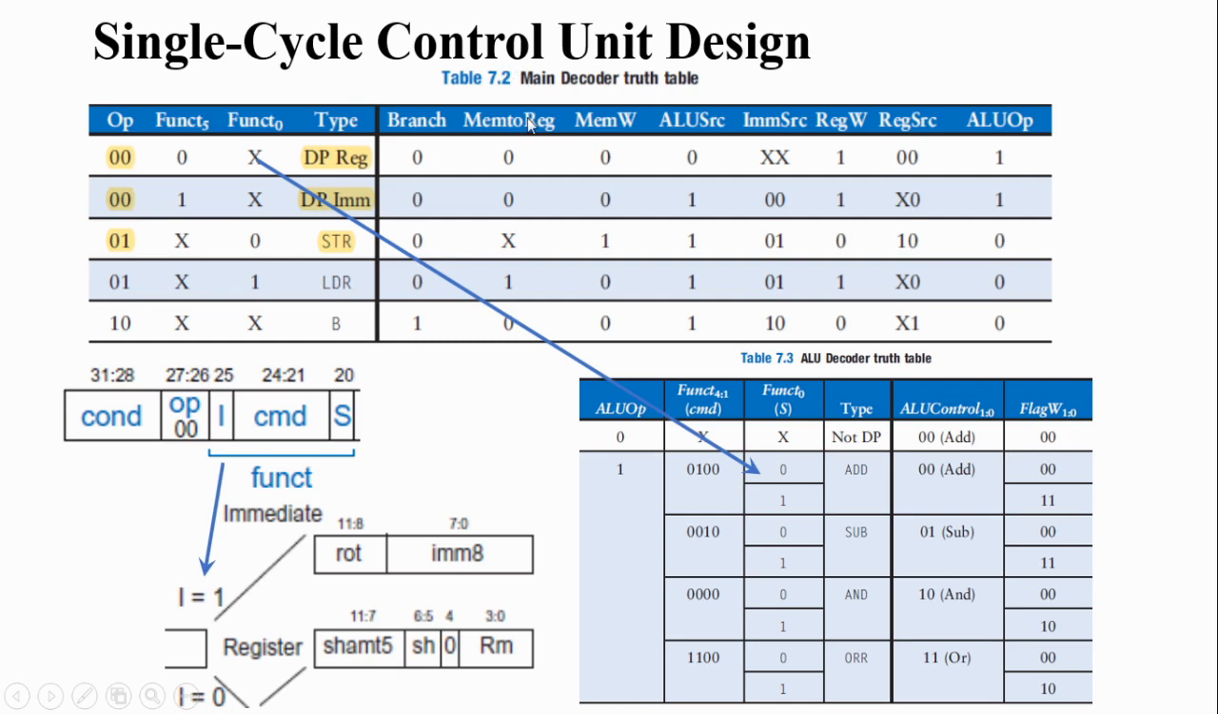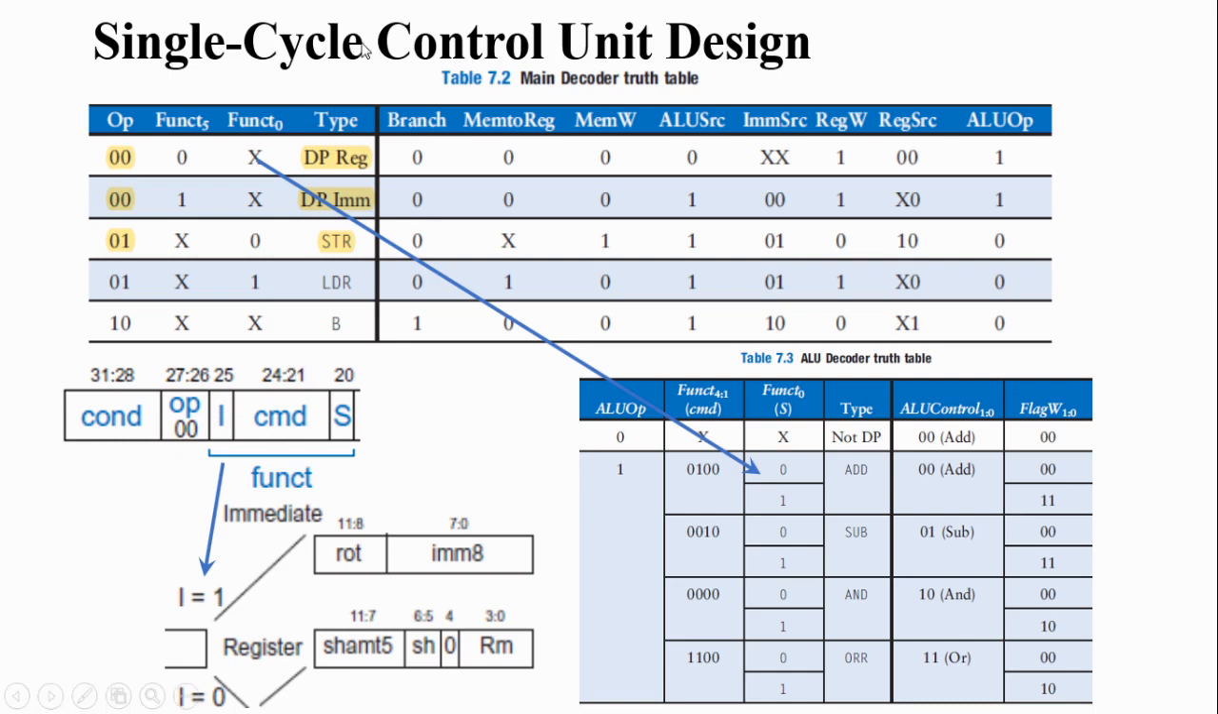So this is a truth table showing the main decoder operation. Here you can see you have the opcode field of 2 bits, then the fifth bit of the function field, that is this, then the 0th bit of the function field, that is this, right? The 0th bit of the function field is S. So if S is set, whatever arithmetic or logical operation you are performing, the flags will be set. If S is 0, flags will not be set.